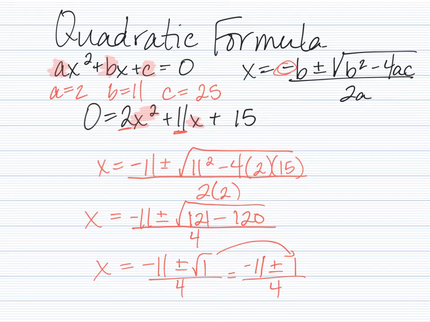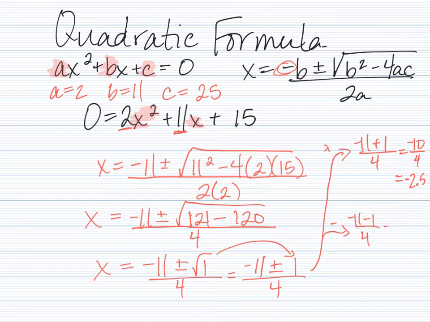Now that I'm completely simplified, I need to split this off into a plus and a minus. So I do negative 11 plus 1 divided by 4, which is negative 10 divided by 4, which is negative 2.5. You could have also left that as a fraction, and that would have been perfectly acceptable. And then I also do negative 11 minus 1 divided by 4, which is negative 12 divided by 4, which equals negative 3. So I've got my two answers here, which you generally are going to have, not every time, but often with a quadratic formula.